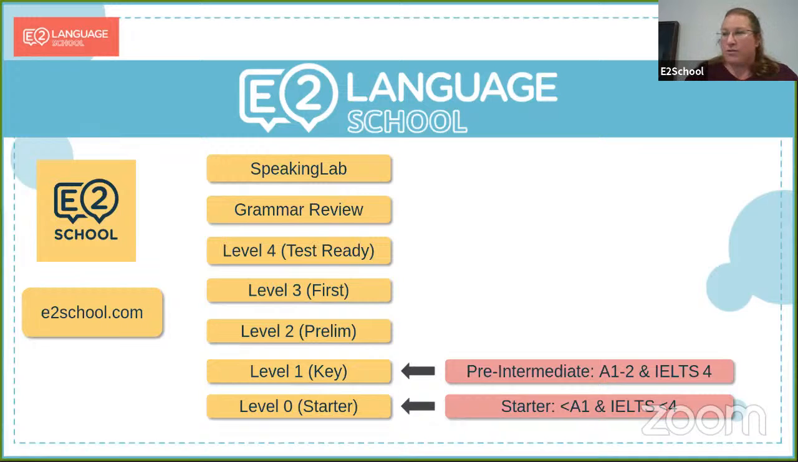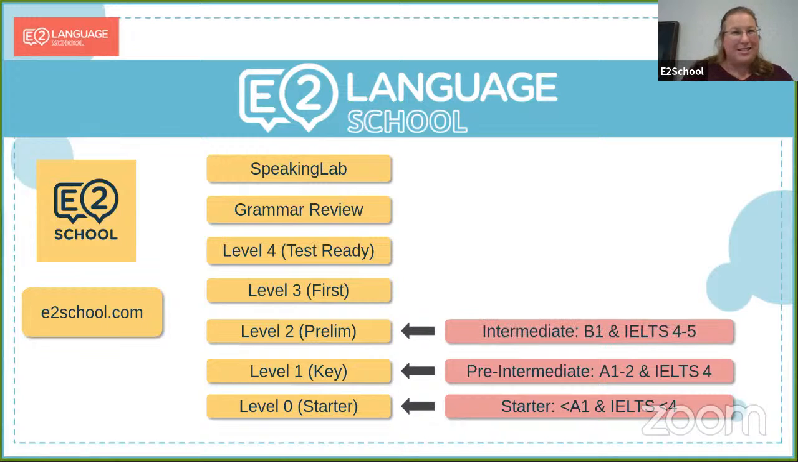If we go up a level, we're looking at level 2. So this is an intermediate level. So we're looking at a B1 or an IELTS of about 4 to 5. And again, you'll get all the skills, listening, reading, writing, speaking, you get vocabulary work, and you'll get grammar work. Now, for both of these levels, level 1 and level 2, they have extra grammar classes built into the course, because for these two lower levels, we think you need to work on your grammar in a bit more detail.